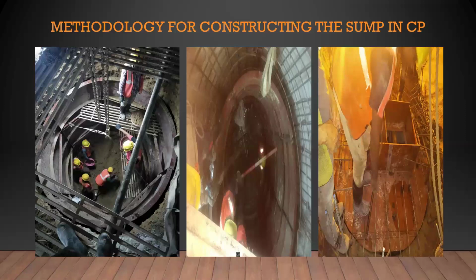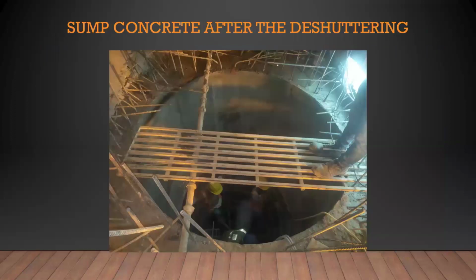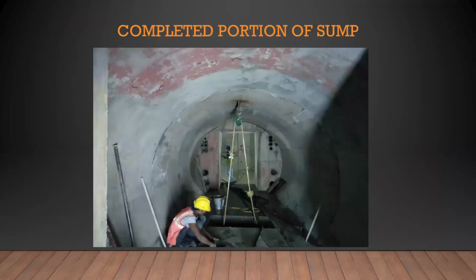Methodology for constructing the sump in cross passages. We need to dig the soil by giving proper support, such as installation of wire mesh, followed by lattice girder, then shotcreting will be performed, then placing the reinforcement, then lining concrete will be there. This third picture is showing the manhole, some concrete after the deshuttering, and the completed portion of the sump.